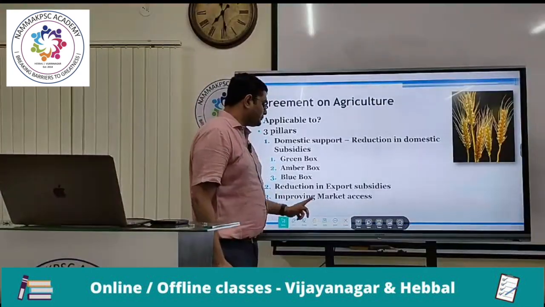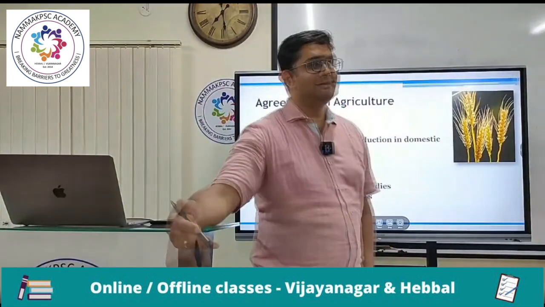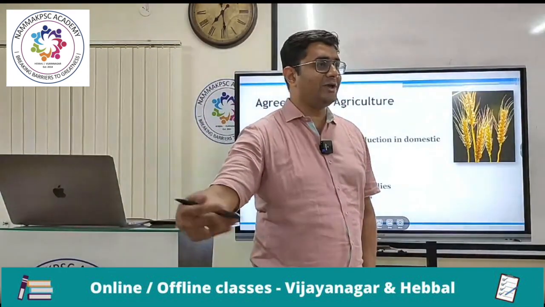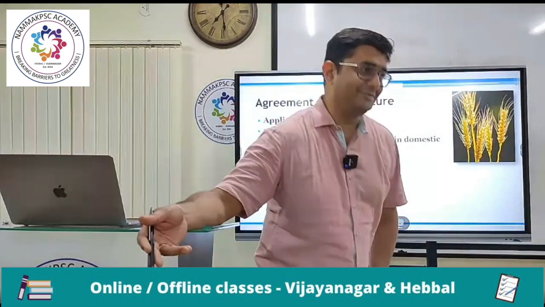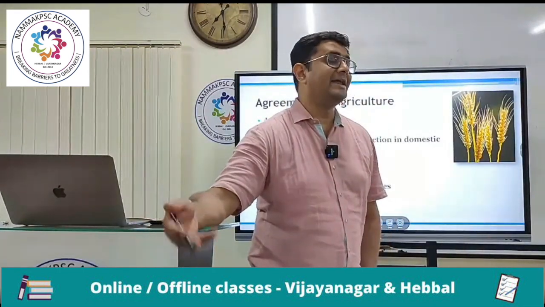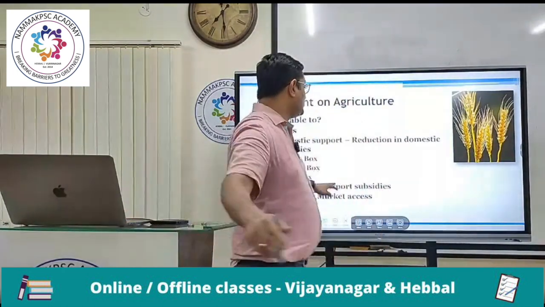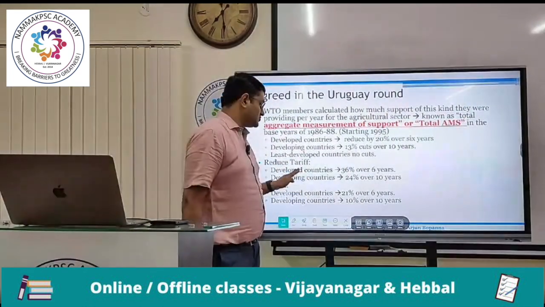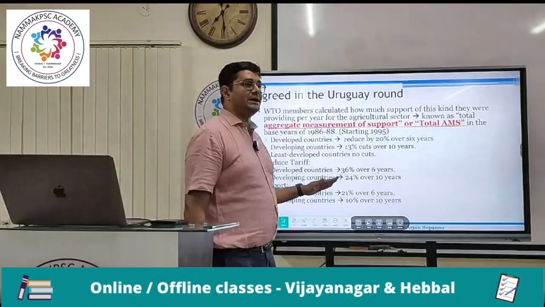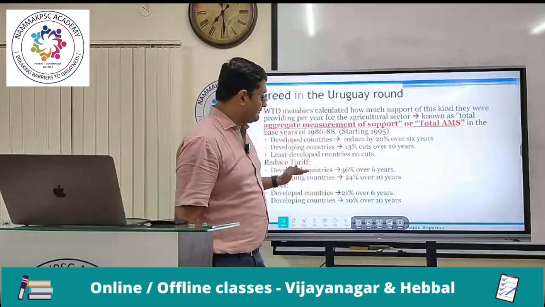Then, improving market access. How can you improve market access? Same thing, whatever we have discussed: by reducing tariffs and eliminating non-tariff barriers. There is a target here also. Developed countries should reduce their tariffs by 36% in 6 years.